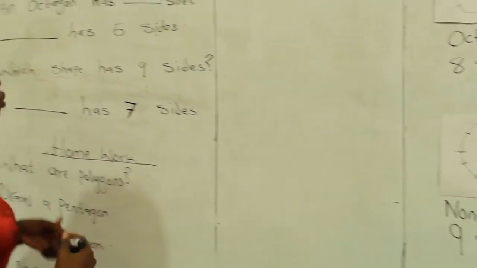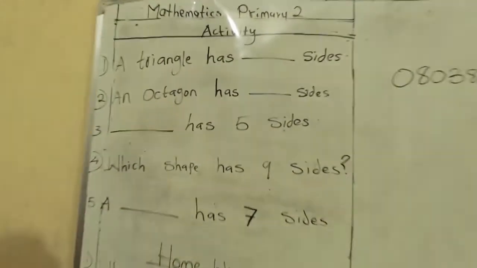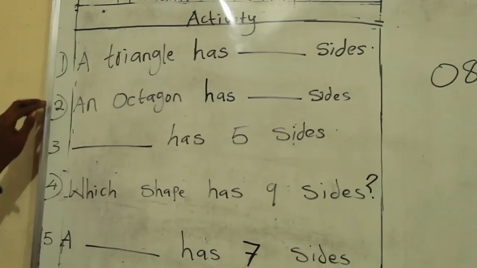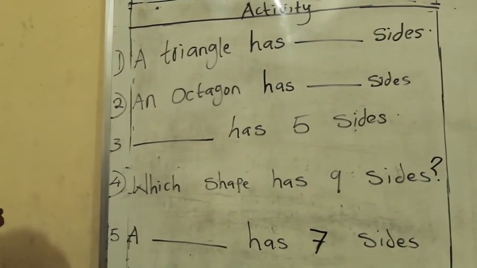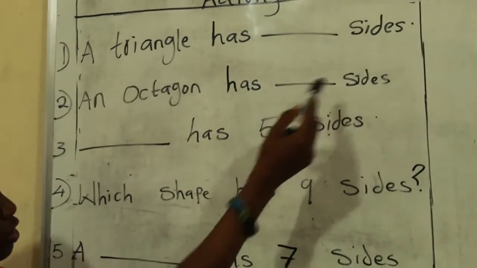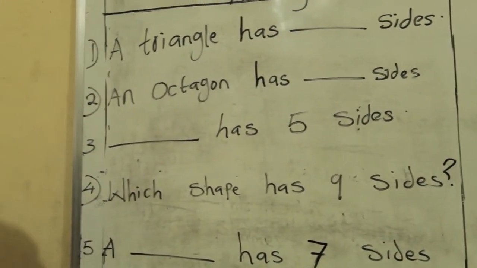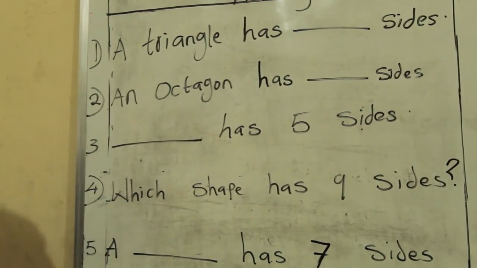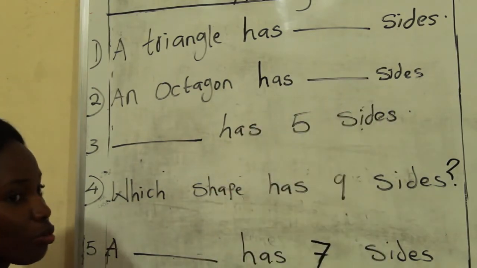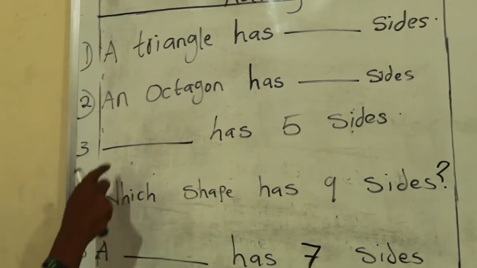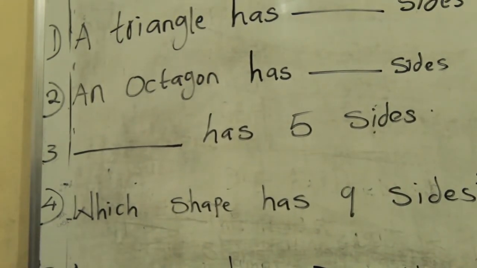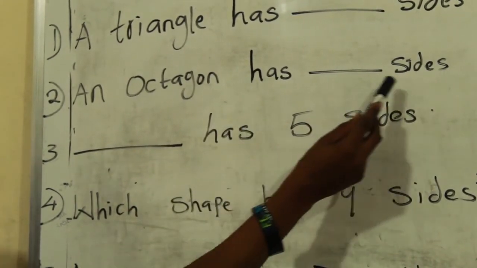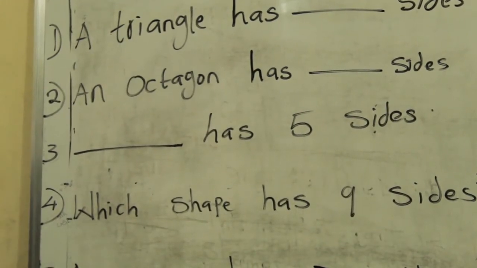Now, let's try to do this activity together. Number 1. A triangle has dash sides. Just write in how many sides a triangle has. Is it 4 sides? Is it 5 sides? Is it 6 sides? Number 2. An octagon has dash sides. Write the number in the dash.